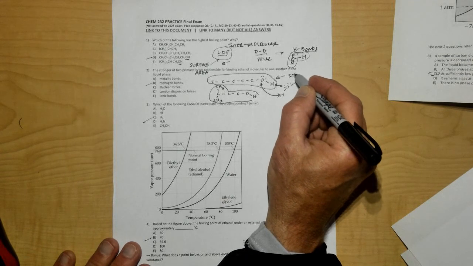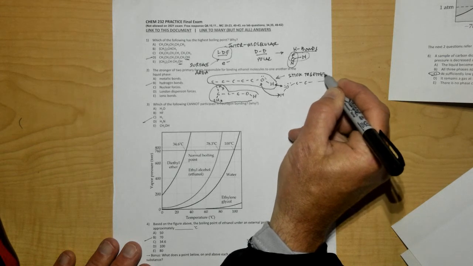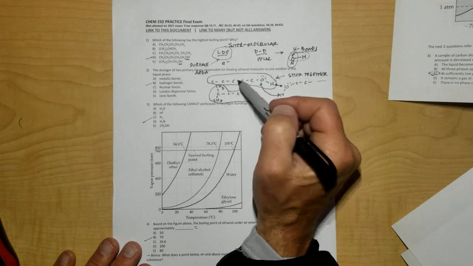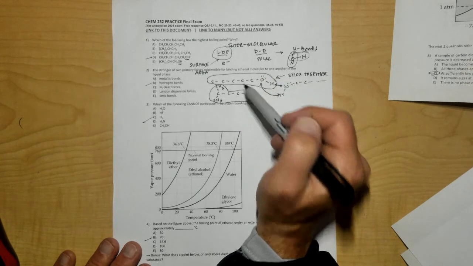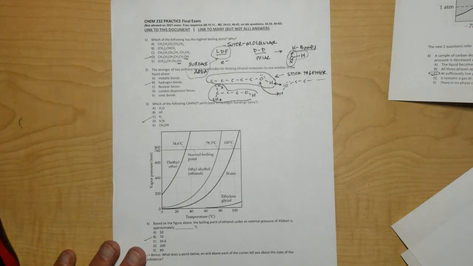It's going to stick together the best because, first of all, it has hydrogen bonding, which this one does too. Second of all, it has London dispersion forces that are equal to this one, but this one's got more surface area, therefore it's going to stick together better.